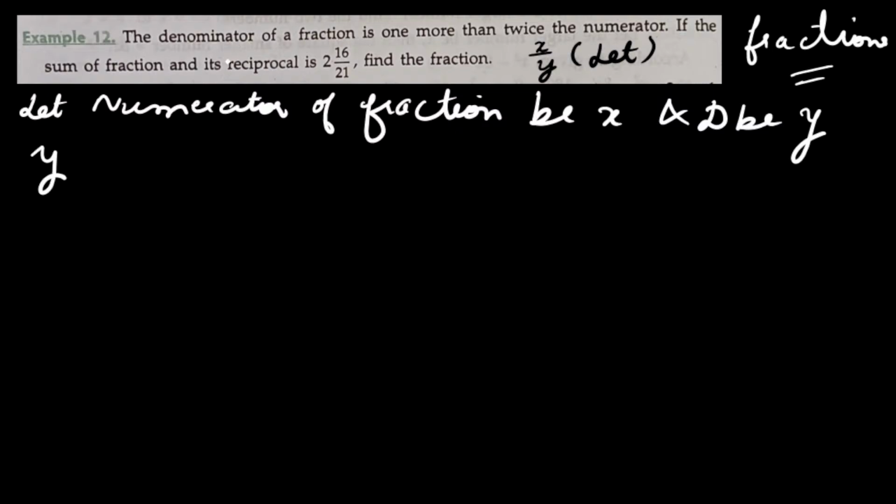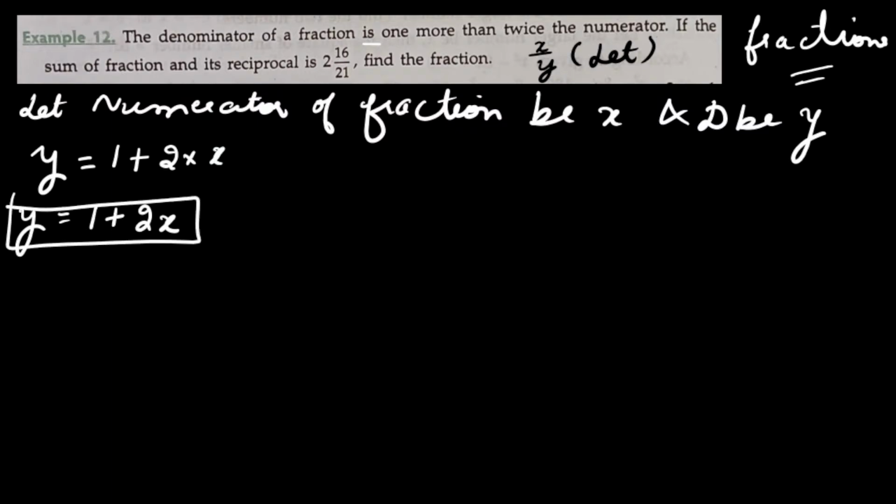So the denominator of the fraction, y, equals one more than twice the numerator. One I am writing as it is. More means plus in maths. Twice means 2 times, so 2 into the numerator. The numerator is x. So here I have gotten y is equal to 1 plus 2x. So y's value is 1 plus 2x.